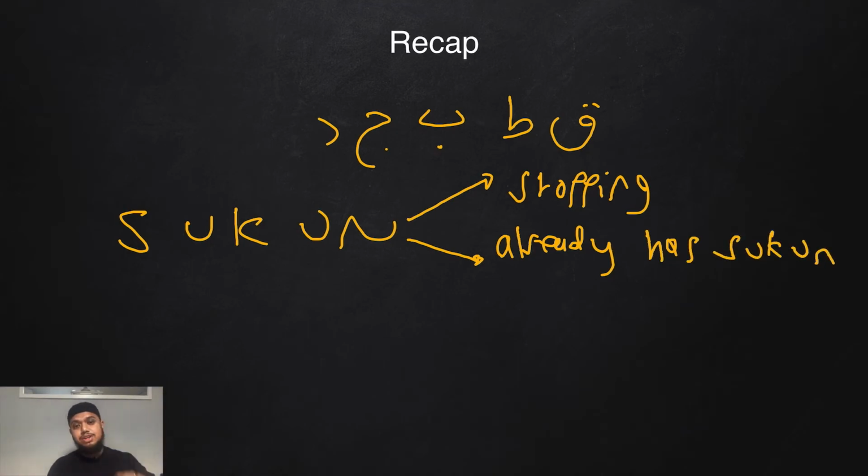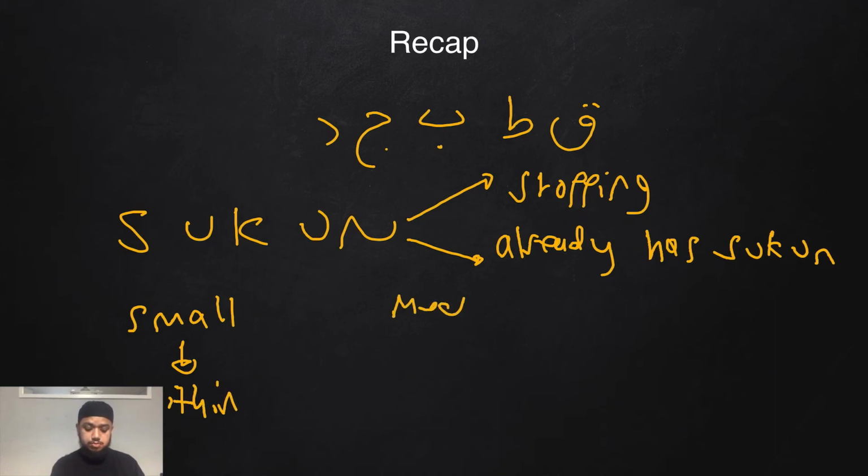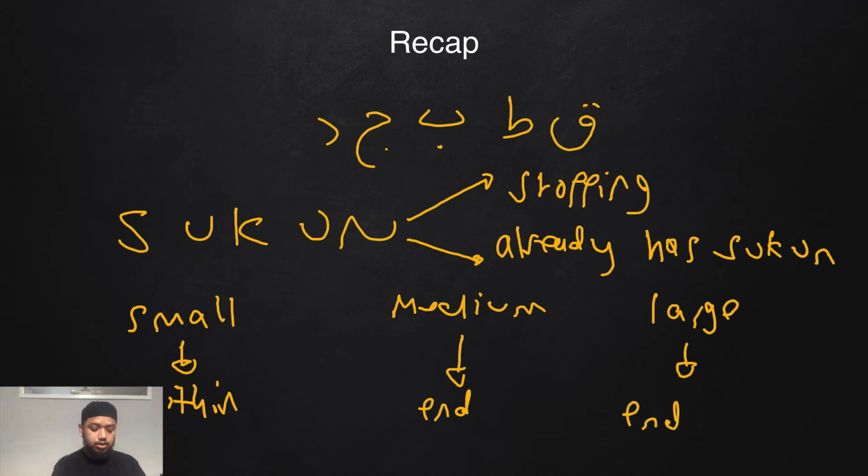Now we mentioned that we have 3 levels of Qalqalah. We have small, which is within a word. We have medium, which is at the end of a word. And we have large, which is at the end with shadda. And the easy way to remember the Qalqalah letters is through the phrase qutbu jad.